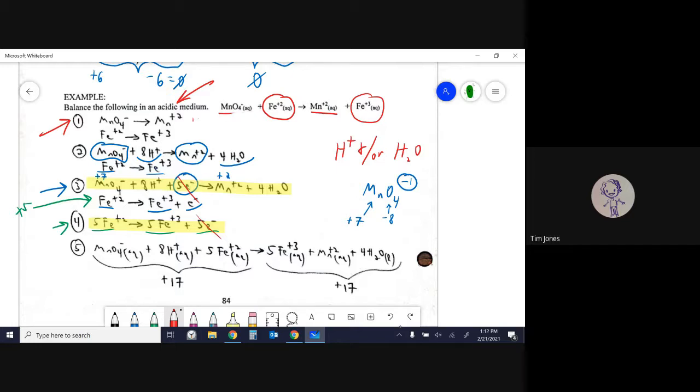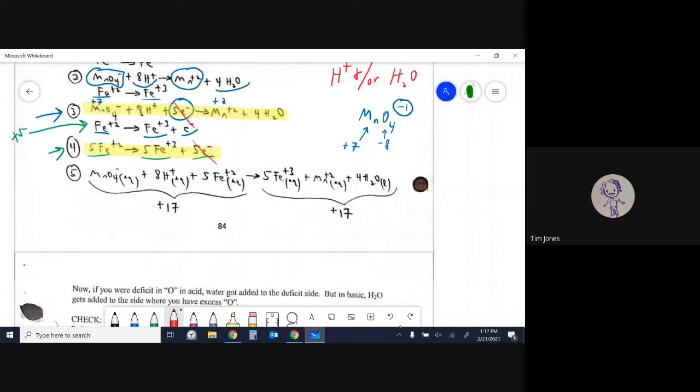Add everybody up, cancel anybody that's on opposite sides. In this case, it's just the iron. It ends up looking pretty messy down here. I mean, this starts looking complicated, but that's just how it is. And after you add it all up, you can do a check. Your left should be a total of plus 17, and your right will be a total of plus 17. So that's a safety check that it did work.